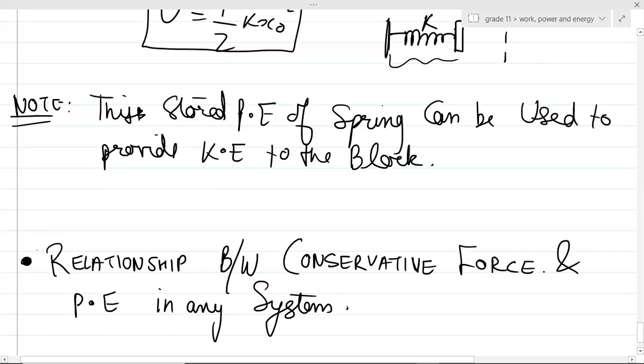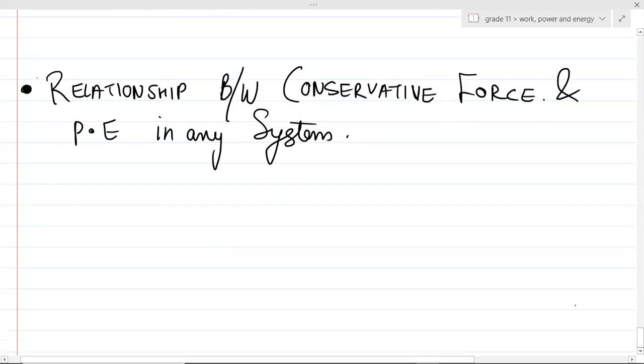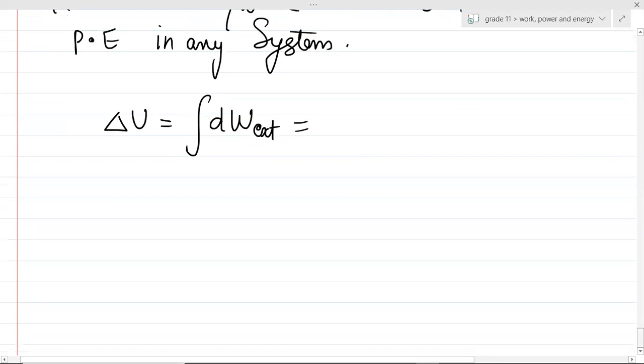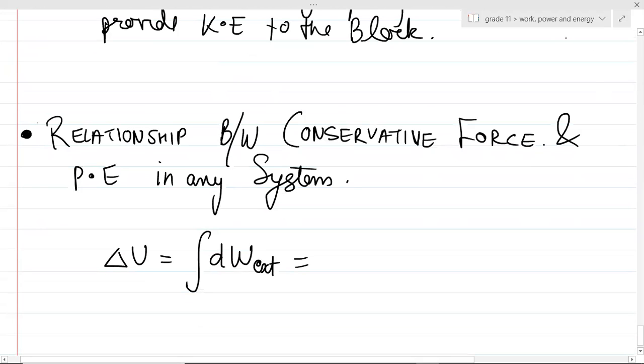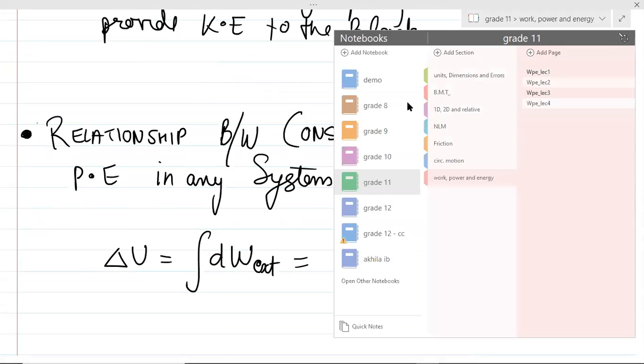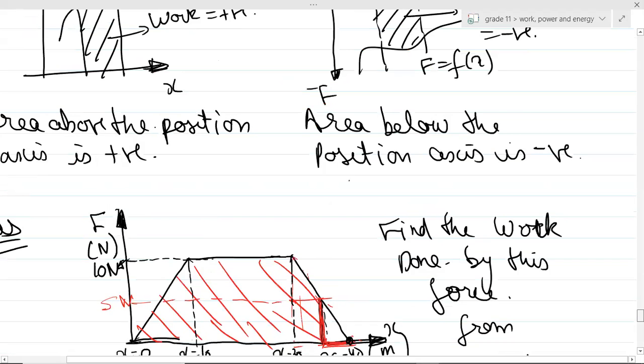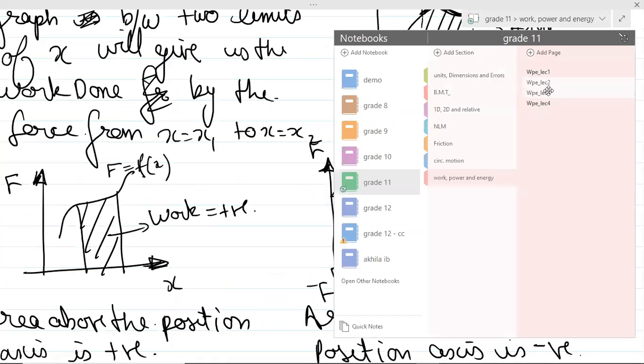So the relationship between the conservative force and the potential energy in any system, right? Now we know this particular thing, guys, that the change in the potential energy is basically the integration of the work done by external force. Yes or no? Everyone remembers this. That was the definition. So the work done by external agent can be written, suppose, you remember lecture, I think second, like I think lecture number three.